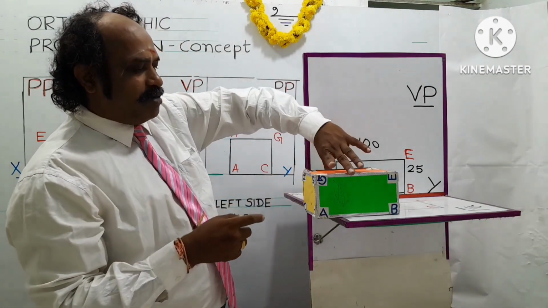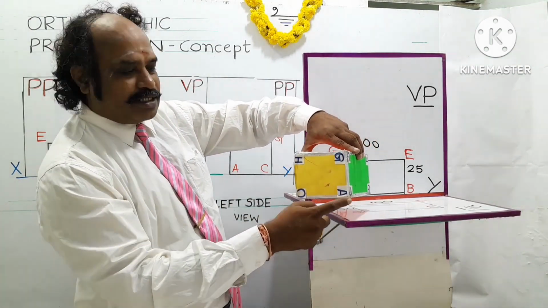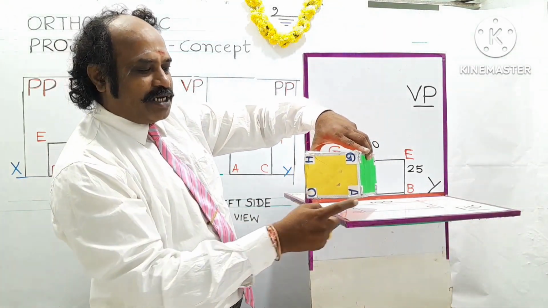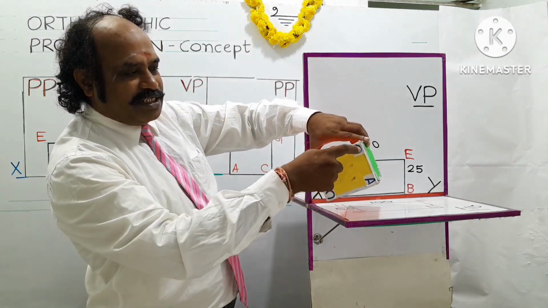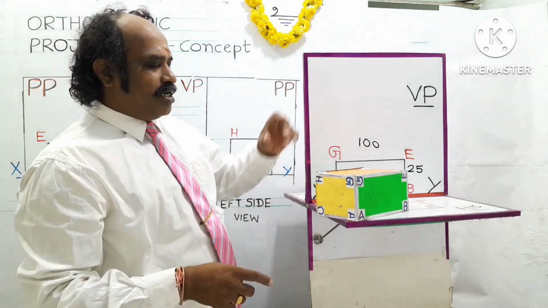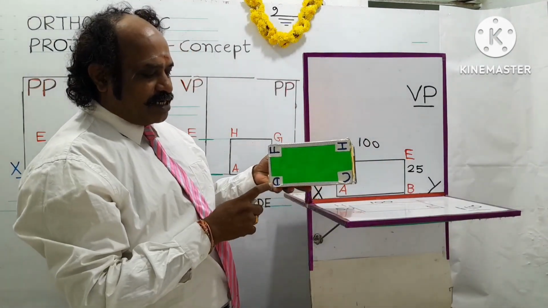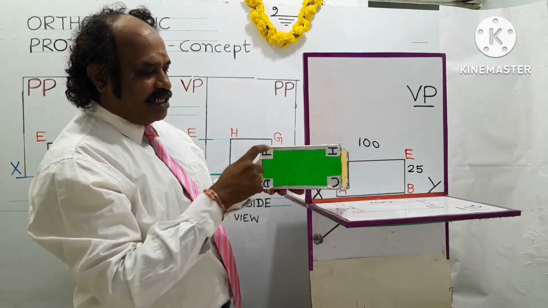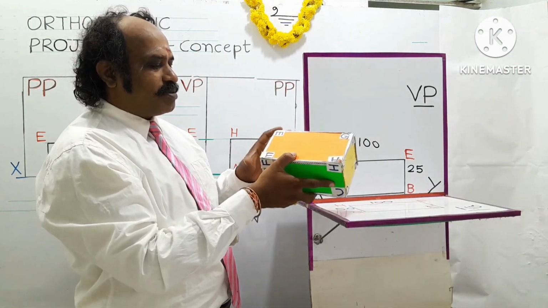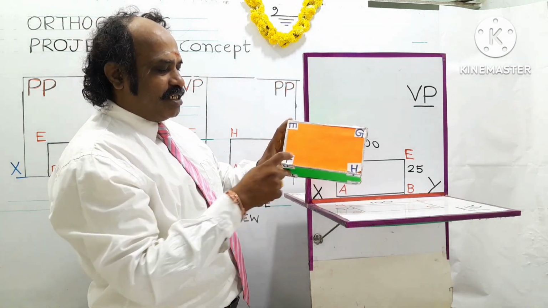On the side portion, you can see the base corners. This is A, this is also A. This single corner represents point A. This is C, this is G, and this is H. Okay, right. And the backside corners are also given letters. Base corners are D, C, H, F. And on the top surface, you can see the corners are marked as E, G, H, F.